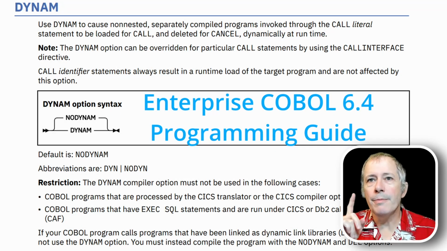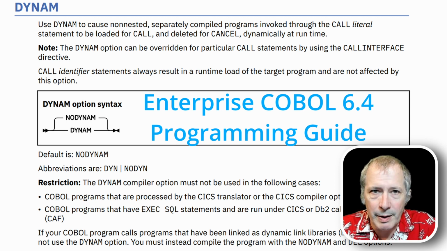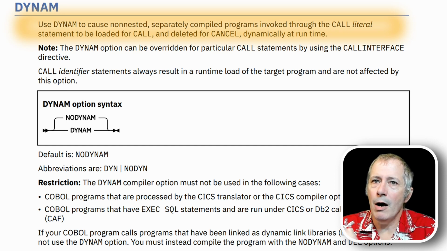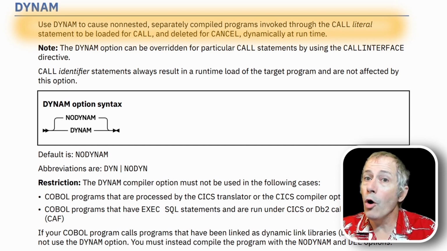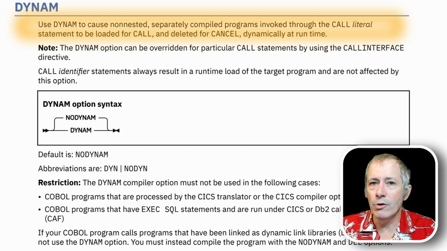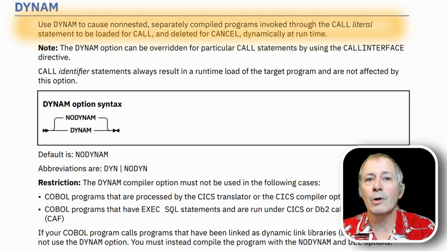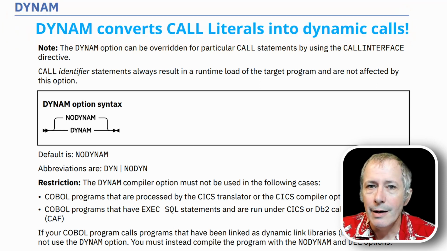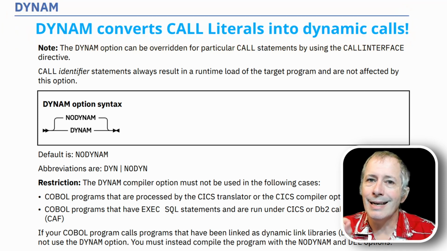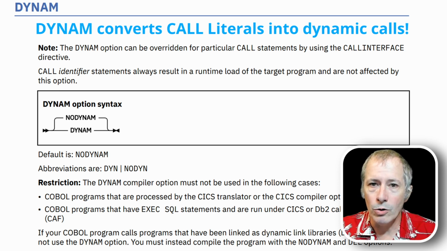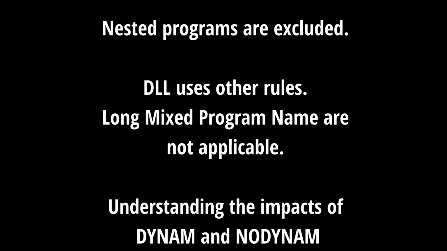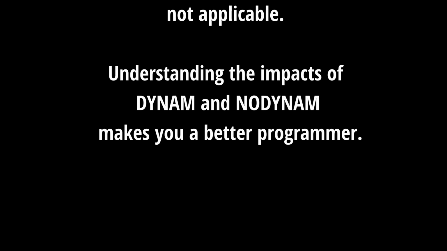This is from the Enterprise COBOL 6.4 Programming Guide. Use DYNAM to call non-nested, separately compiled programs invoked through the call literal statement to be loaded for call and deleted for cancel dynamically at runtime. Translation: DYNAM converts call literal into dynamic calls. Nested programs are excluded. DLL uses other rules. Long mixed program names are not applicable. Understanding the impact of DYNAM and no DYNAM makes you a better programmer.